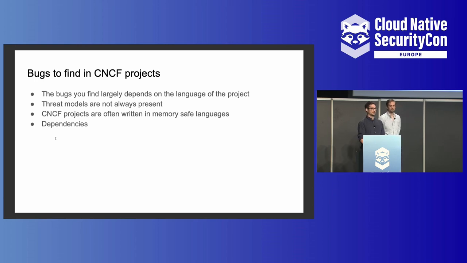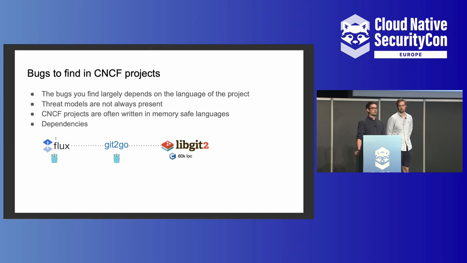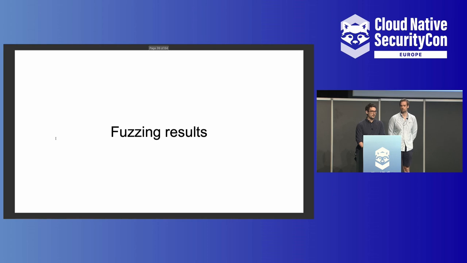But at the same time, even if you are fuzzing a project written in Golang, you can always look at the dependencies of a given project. So for example, Flux is a GitOps tool that is written in Go, and it's a bunch of custom Kubernetes operators, controllers, sorry. And Flux depends on another Go project called Git2Go, and Git2Go itself depends on a library called libgit, which has 60,000 lines of C or C++ code, I can't remember. Which essentially means, even if you are just interested in fuzzing memory unsafe projects, you can still go for a lot of CNCF projects that may not be written in memory unsafe languages, because they will have dependencies on memory unsafe languages. Okay, so what are the results here?